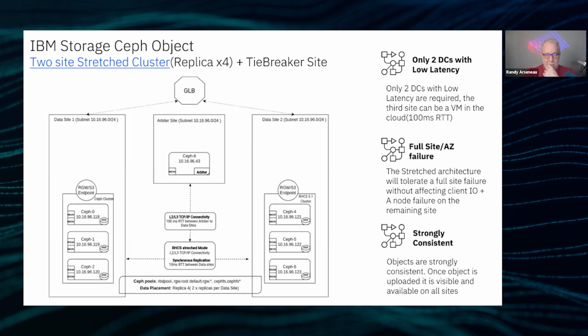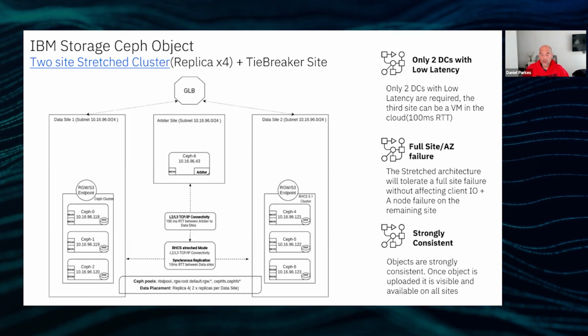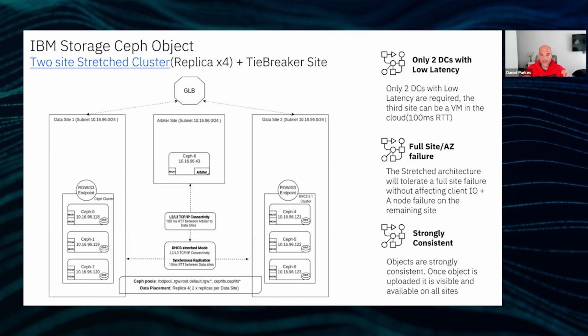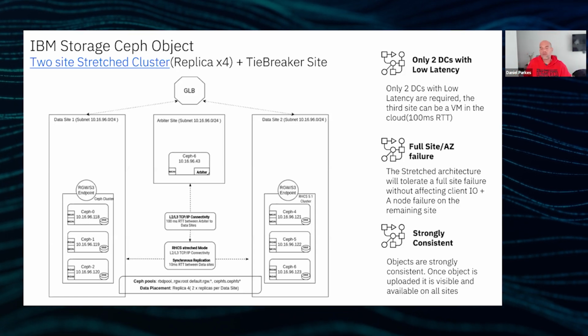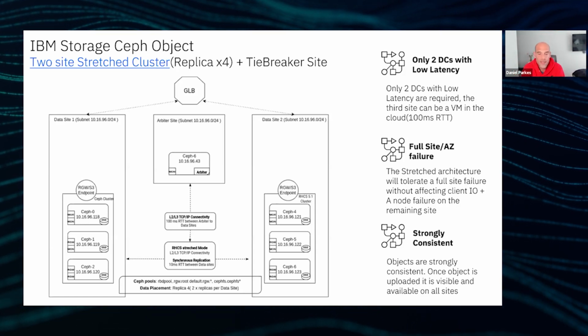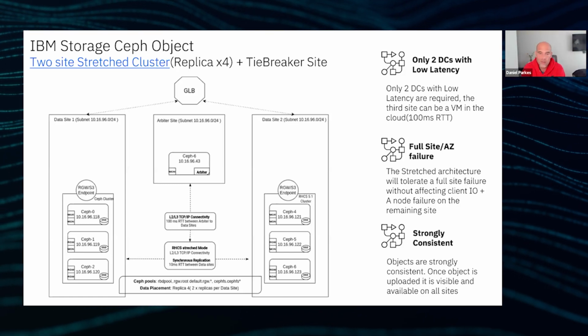Yes, and the nice thing with this one is also you have replica 4. As you can imagine, on the data sites, going to the example that we were talking about before, we have 2 full copies of the data in each of the sites. If you lose one site, you still have 2 copies available.